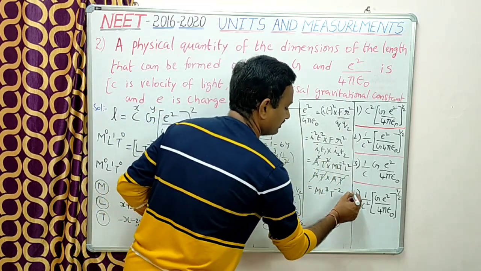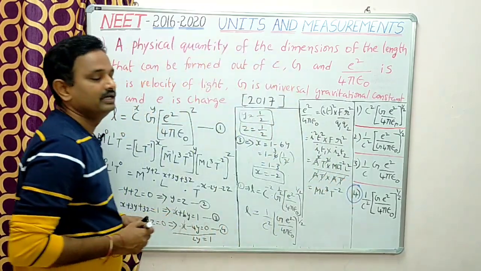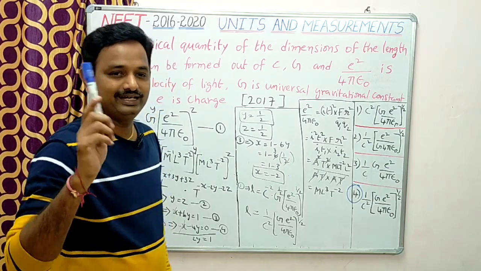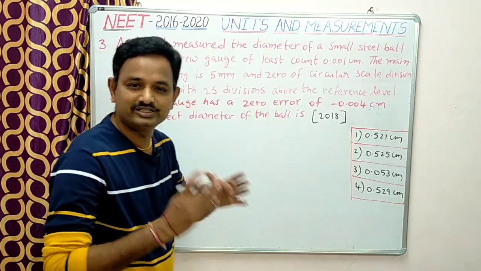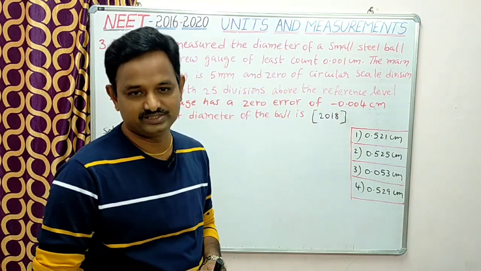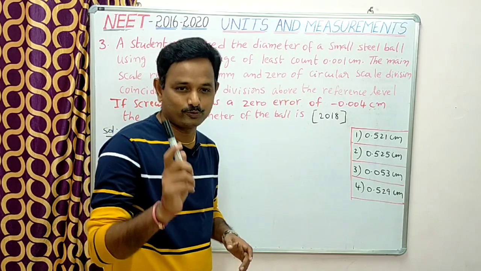So 4 is the answer here. Okay. Next we will go for another problem in 2018. In 2018, we got one MCQ in units and measurements. That is on screw gauge.